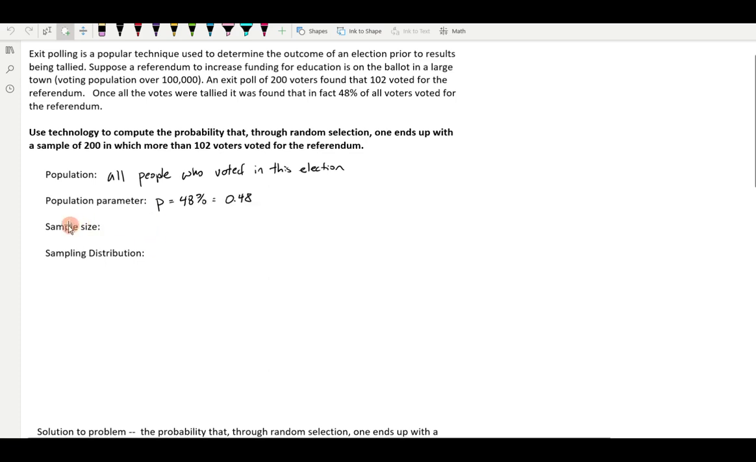The sample size is the size of our sample. So we can see from this information we have a sample of 200 people. Therefore our sample size, symbol n, is going to be 200.